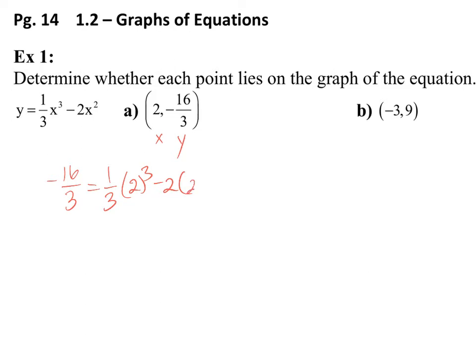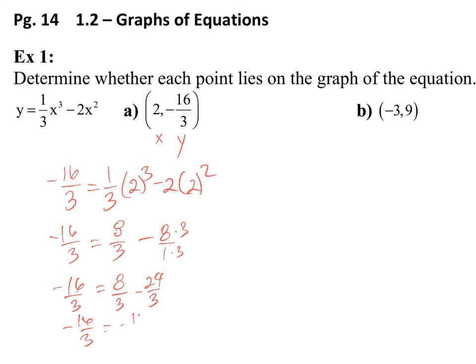X squared. Okay, so we get negative 16 over 3 equals 8/3 minus 8. So we put the 8 over 1, we need a common denominator. I get negative 16 over 3 equals 8 over 3 minus 24 over 3, which gives us negative 16 over 3 equals negative 16 over 3. All right, if the equality turns out to be true, then that means that this point lies on this graph for this equation. All right, so your answer is yes. All right, going on to the next problem.